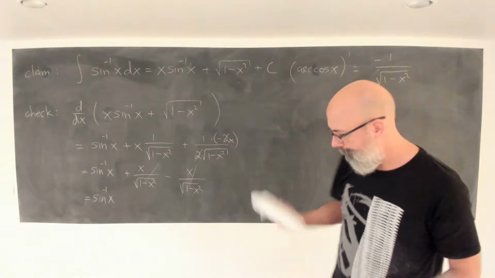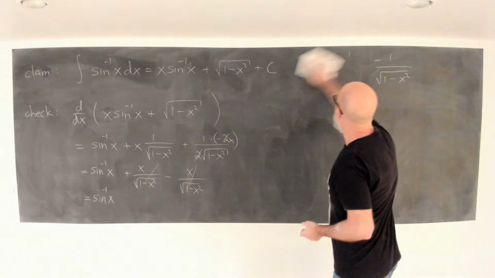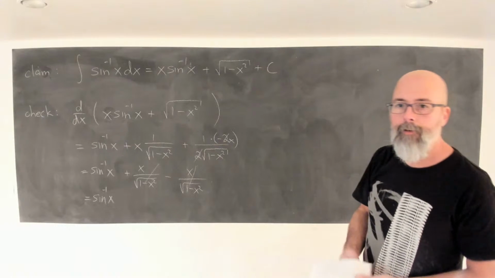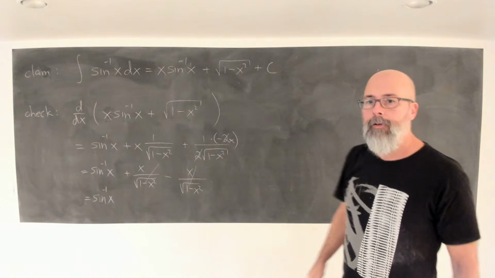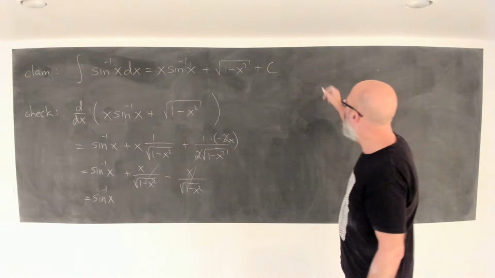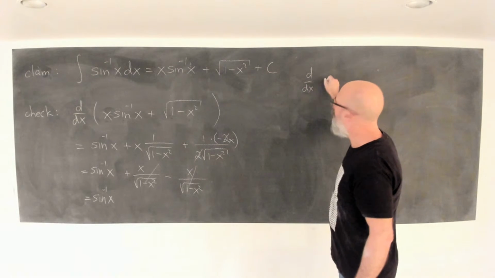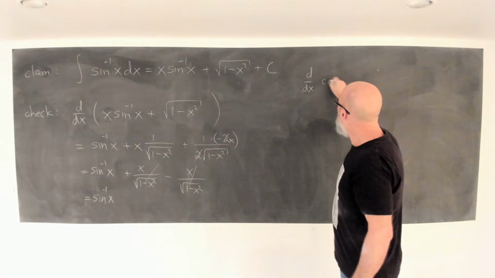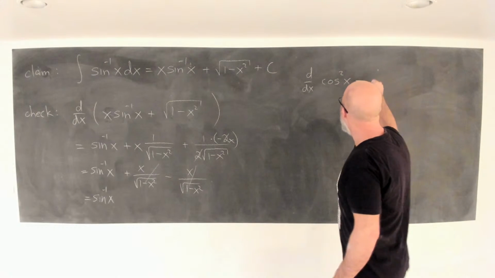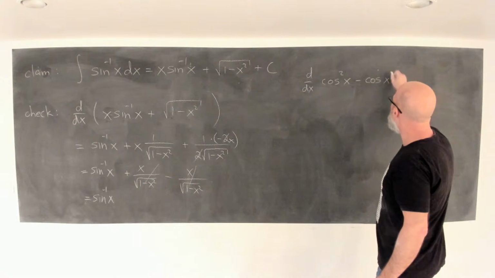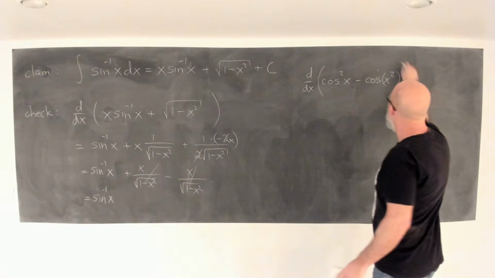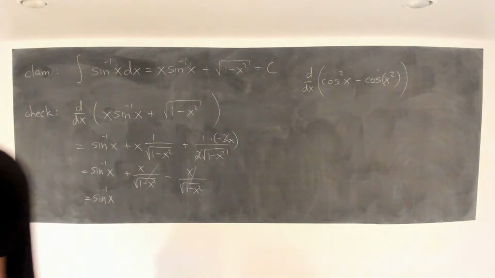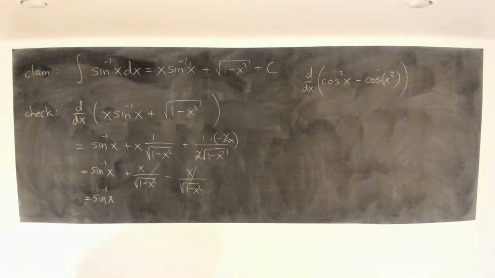Questions? The derivative of cosine squared of x minus cosine of x squared like this. We can do that.